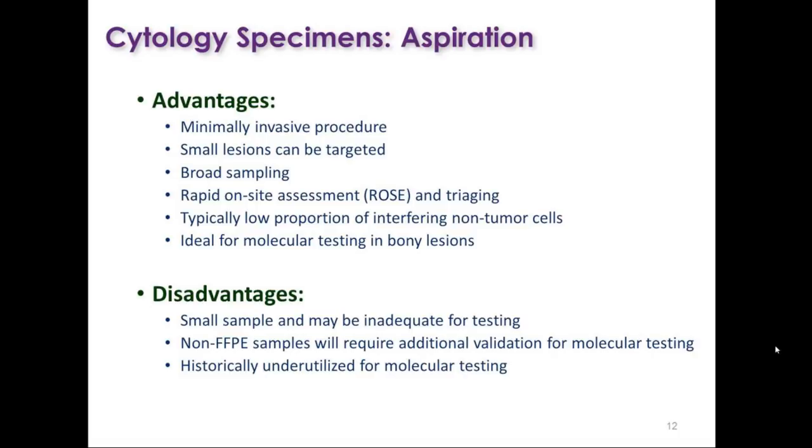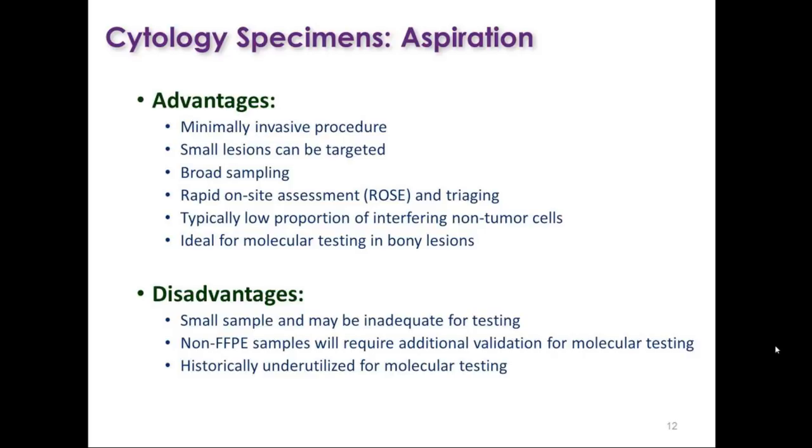You can target really small lesions, and you actually get a very good sampling of the lesion. Unlike a core biopsy, which is unidirectional, FNAs tend to sample the lesion more broadly. However, the biggest advantage of using an FNA is the fact that you're able to do an on-site assessment. And being able to do that, you can not only ensure the adequacy of the specimen, but you can appropriately triage that specimen.